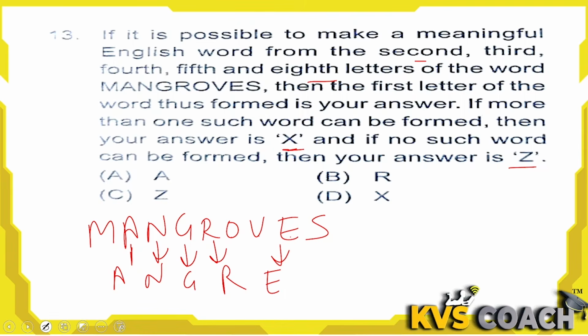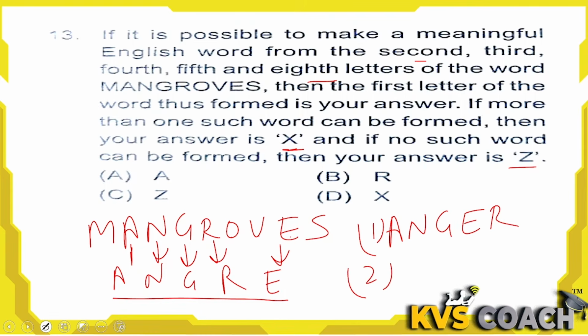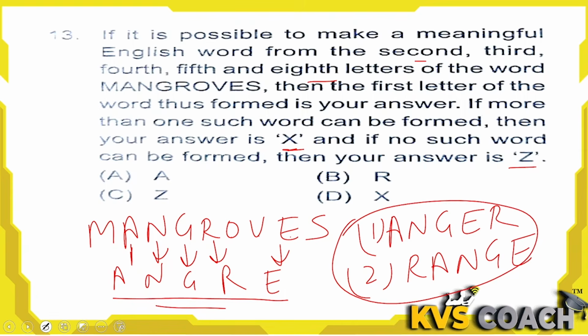So let's check what I can make from this. I think I can make anger, ANGER. This is the first word. And second word will be range, RANGE. So these two words can be formed by these alphabets. Okay. So more than one word can be formed. So we will take X as the right answer. D is the right answer here. Okay.